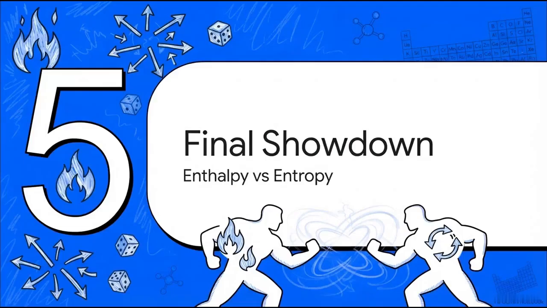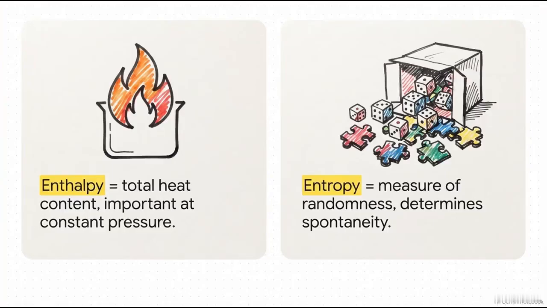Okay, we've made it to Section 5, the final showdown, enthalpy versus entropy. Let's put these two titans side by side to really lock in your understanding of the source material. Here is your simple final summary. In one corner, we have enthalpy. It is the total heat content of the system. Its primary domain, processes at a constant pressure. It basically tells you exactly how much thermal energy is moving around.